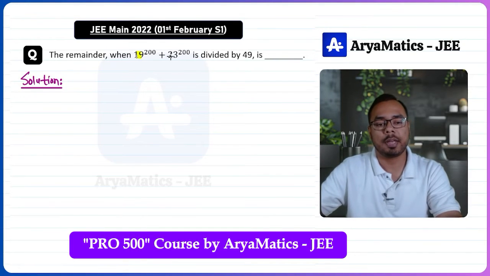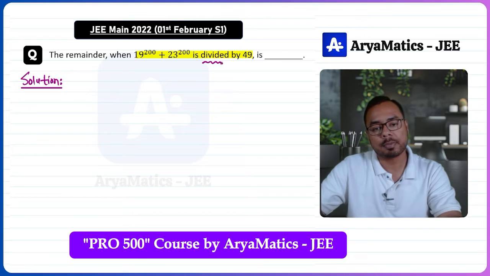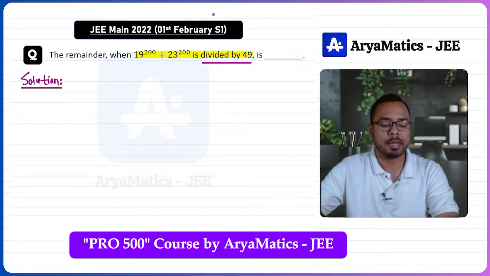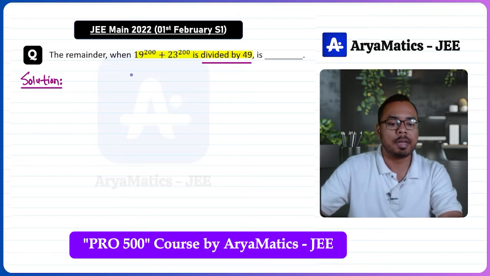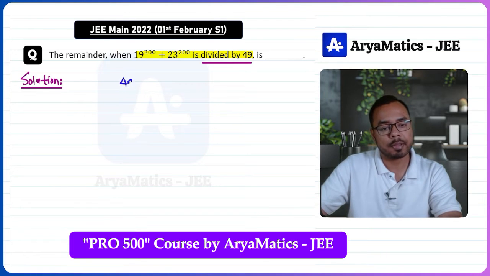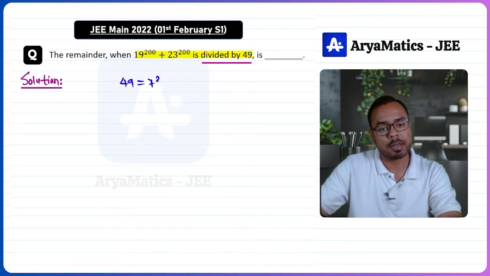Find the remainder when 19 raised to 200 plus 23 raised to 200 is divided by 49. Now, before we attempt this problem, there are a few important observations. The very first thing is that 49 is a perfect square, right? 49 will be 7 square.